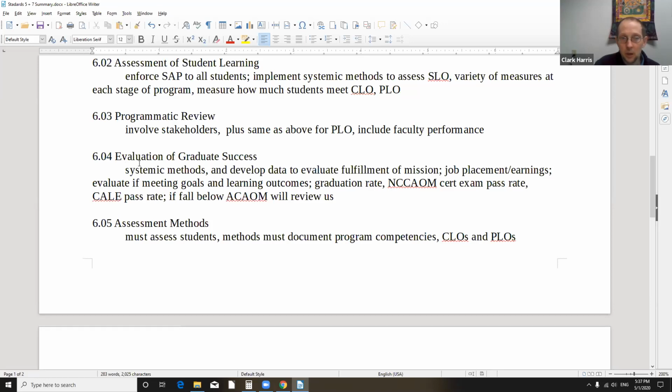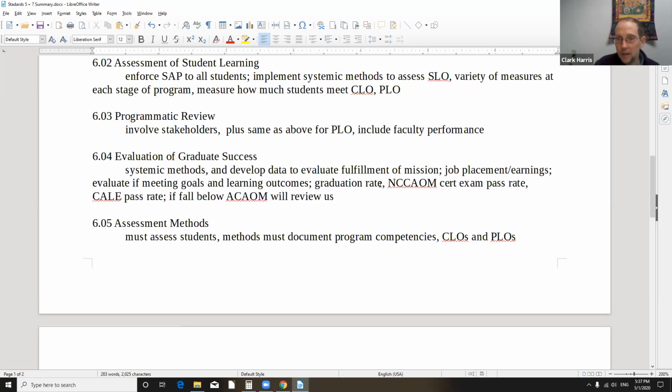6.04, evaluation of graduate success. So we need systemic methods. Once again, they want everything to be systemic. Develop data to evaluate the fulfillment of our mission. Are we accomplishing our mission? And how do we know? Job placement and earnings. Evaluate if we meet goals and learning outcomes.